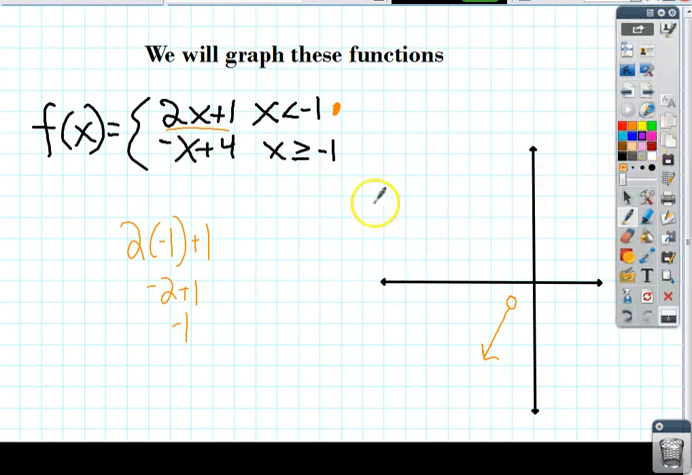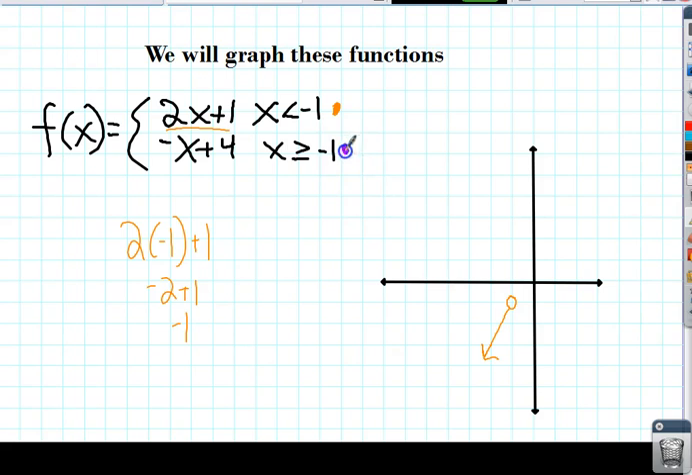Now, I'm going to graph the other graph in purple. Now, I'm going to put negative 1 into that function. It means negative 1 plus 4. I get 1 plus 4, which is 5. What type of dot am I going to use? It is going to be closed because that is greater than or equal to. So x being negative 1, my y is 5. 1, 2, 3, 4, 5. Closed dot.